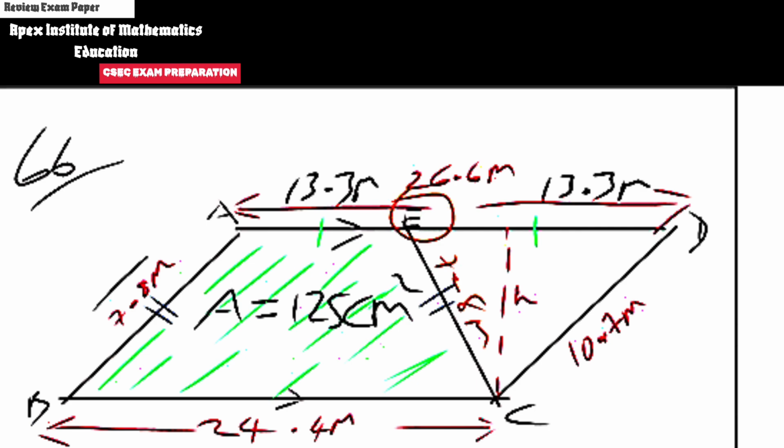And that's meters as well. All right, and that's it pretty much. So we have everything. We split AD into a half. We know that AB and EC are equal. And we know that the area is 125. And we have measurements on the side: 7.8, 24.4, 10.7 to the right, and 26.6 later on.